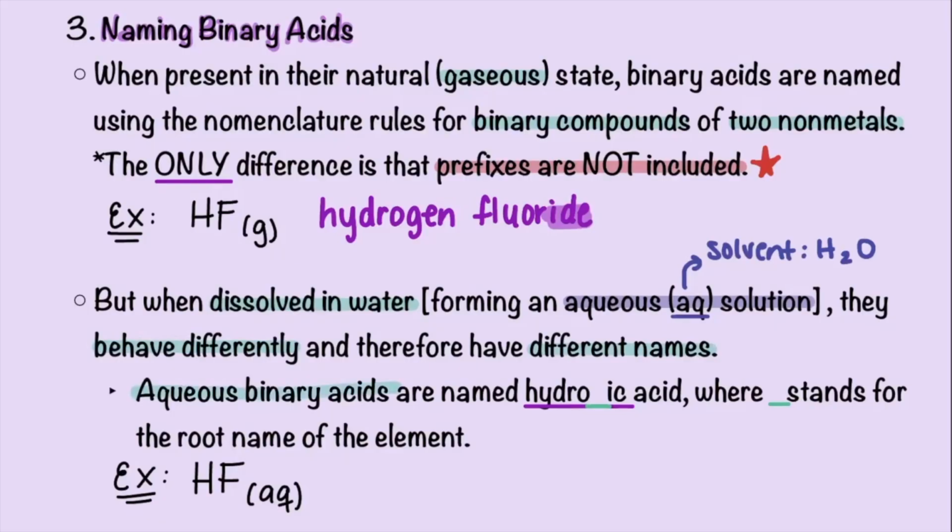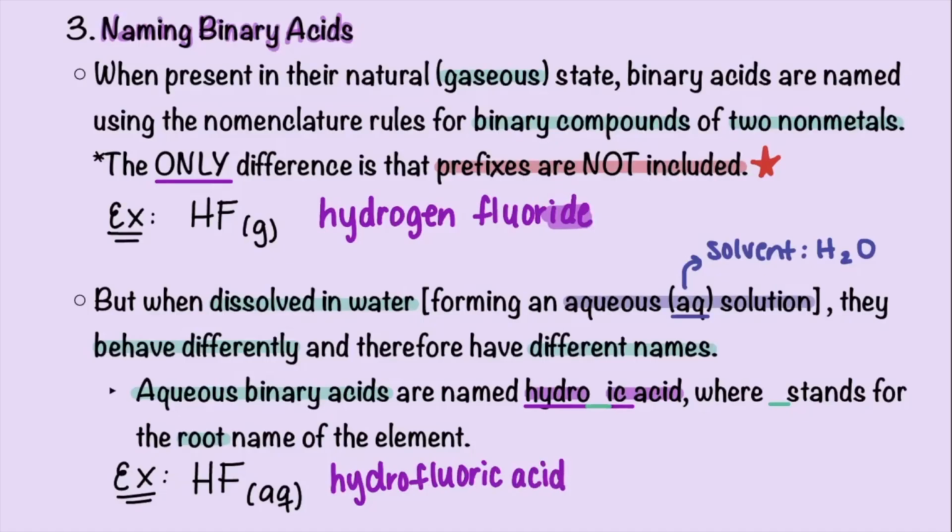And the naming rule for aqueous binary acids says that you start with hydro to indicate the hydrogen, and you add the root of the nonmetal. So if we're dealing with fluorine, what you're going to do now is drop the ending, and now you get fluoric. So putting it together, we get hydrofluoric acid.